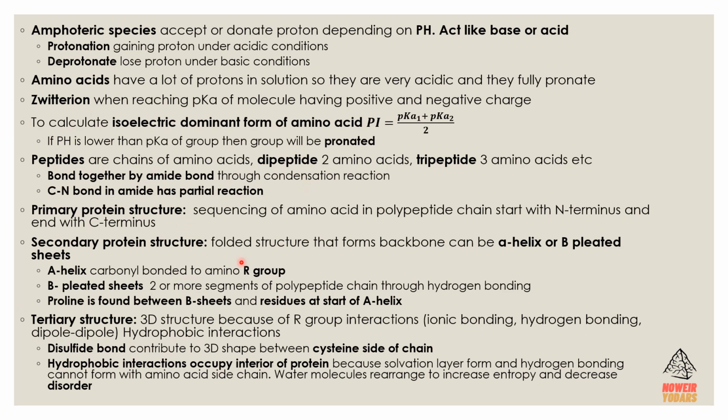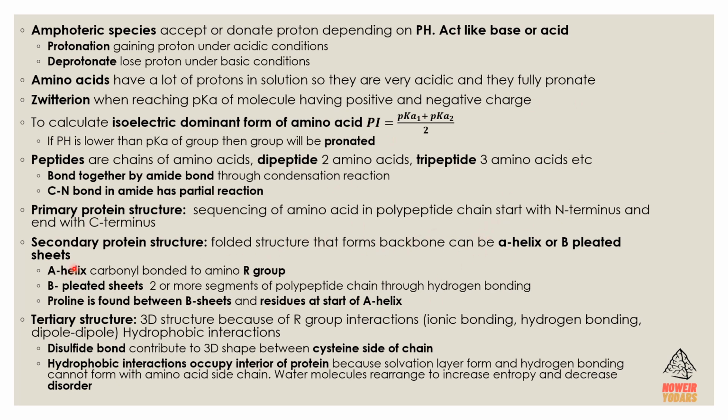Next, that's when basically protein structure happens. It happens in four different steps. The first step, which is called primary protein structure, is the sequencing of the amino acids in the polypeptide chain, and you always start with the N terminus and end with the C terminus. So primary structure is the sequencing of amino acids, start with N and end with C.